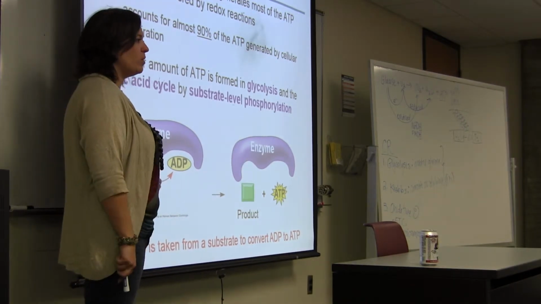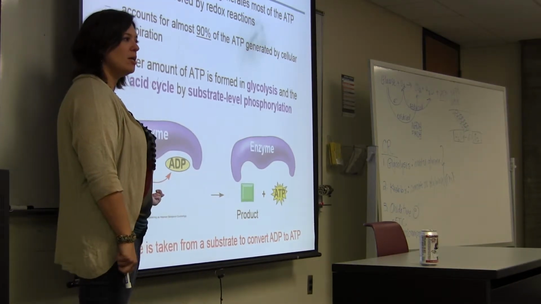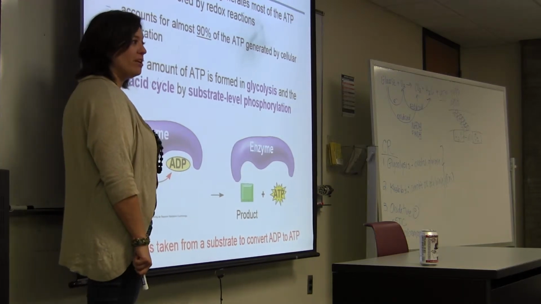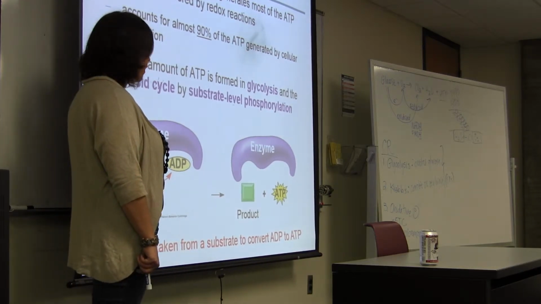Remember what we said earlier, when you phosphorylate something, it becomes unstable? So this substrate is now unstable, so it's looking to get rid of it, right? It's looking to get rid of the phosphate.